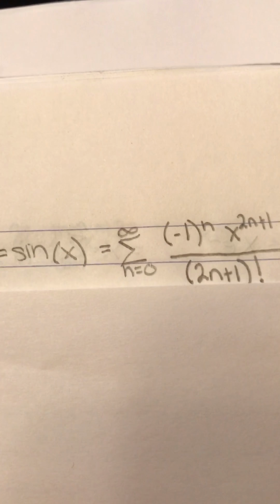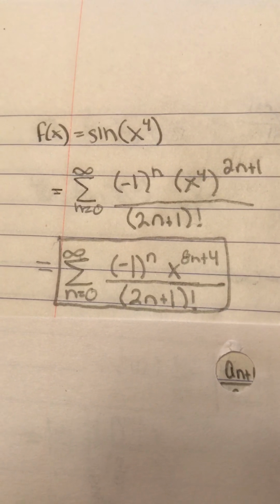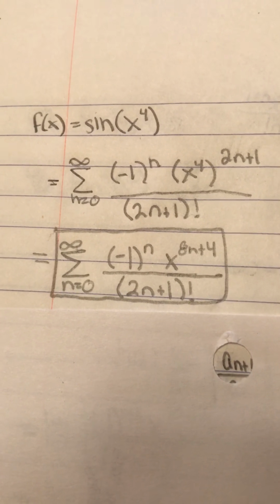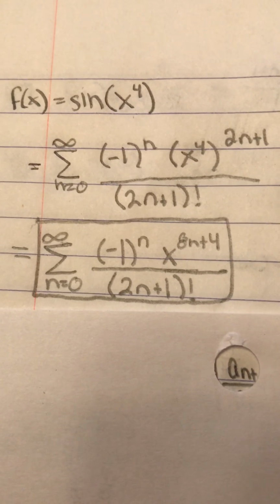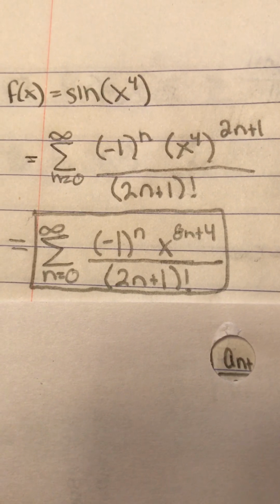Now looking at this, we can apply it to this, but we have to plug in x to the fourth. So, after doing so, we end up with the sum of n equals 0 to infinity, negative 1 to the n, x to the 8n plus 4, after you distribute the 4 through the 2n plus 1, over 2n plus 1 factorial.